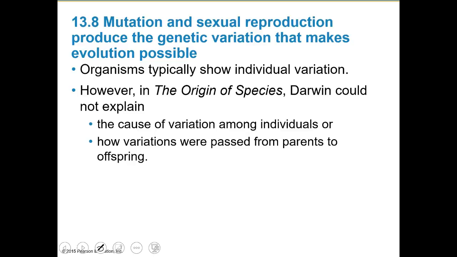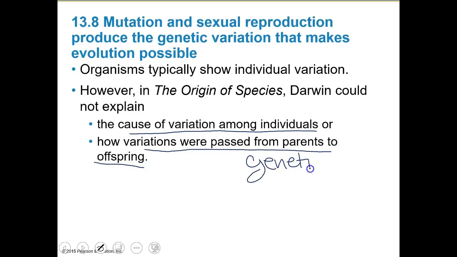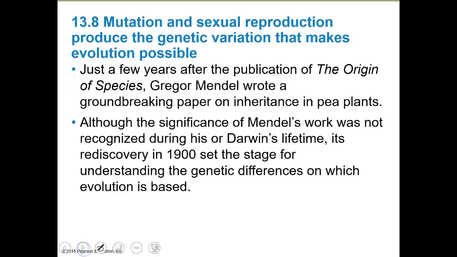However, in On the Origin of Species, Darwin could not explain the cause of variation among individuals or how variations were passed from parents to offspring. So basically, he didn't know the genetics part of things. It just wasn't something he knew when he started this whole deal.